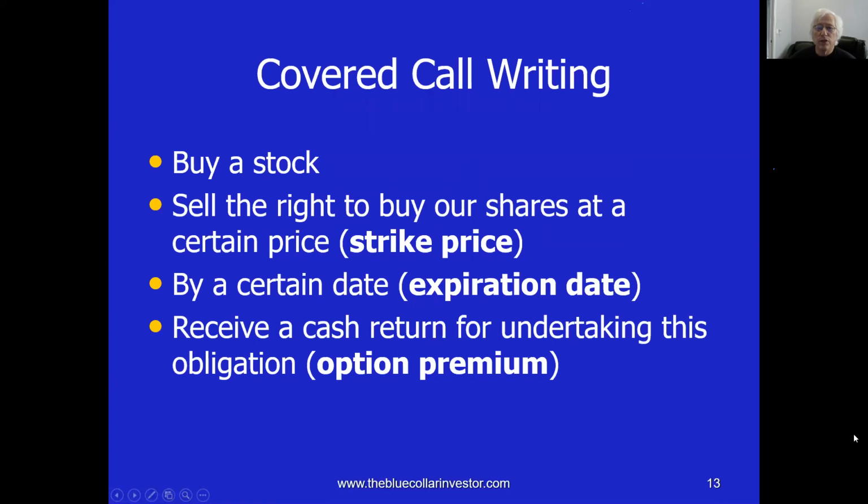Covered call writing, which is something we discussed in lesson 1, is two strategies in one. First, we buy a stock. Then we sell the right to buy our shares at a price that we determine, which is known as the strike price. In the preview example we gave in lesson 1, we bought the stock at 48 and agreed to sell it at 50. So in that case, the strike price was $50. And the contract expires at a certain date, known as the expiration date.